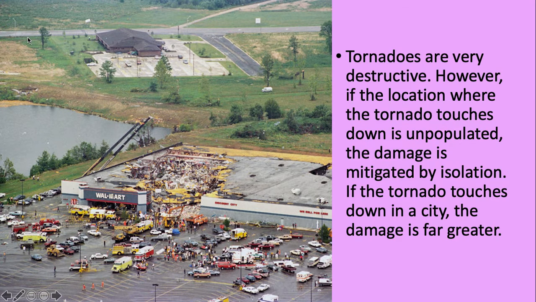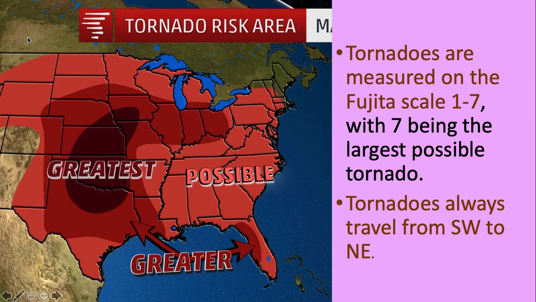Tornadoes are very destructive. However, if the location where a tornado touches down is unpopulated, the damage is mitigated by isolation. If the tornado touches down in a city, the damage is far greater. This is actually in Virginia. You can see where a tornado tore through a Walmart a number of years ago.